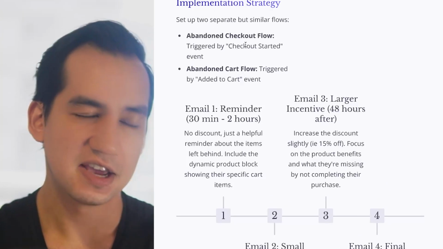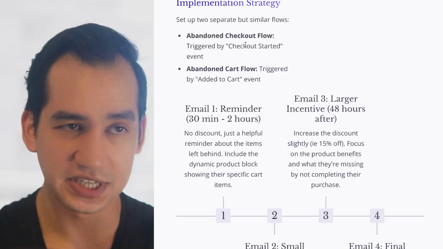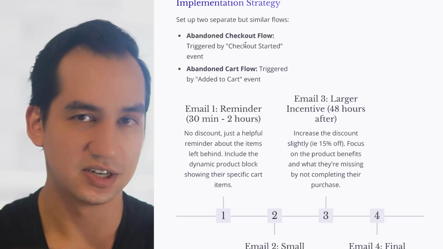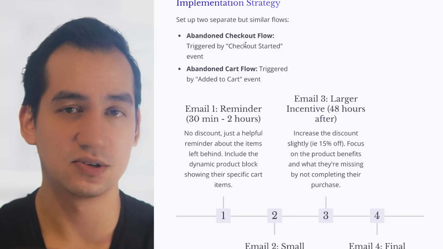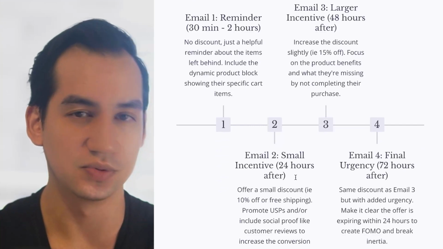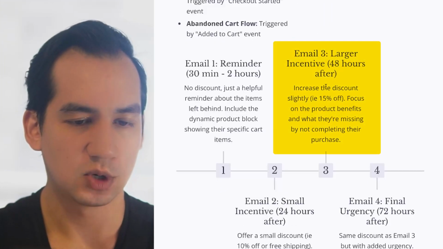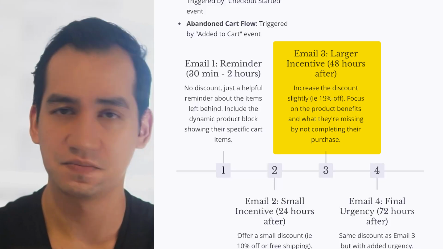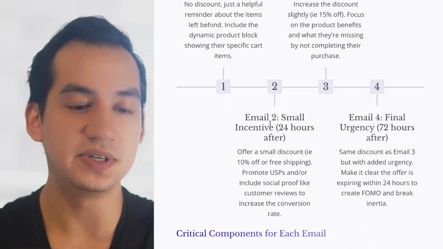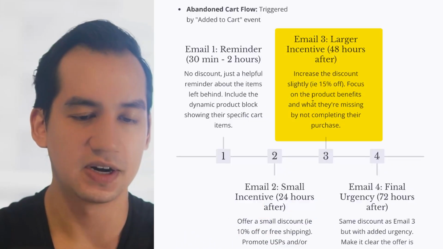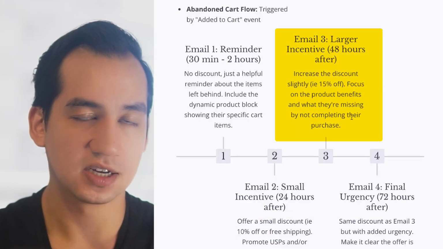So for instance, if they abandoned their cart on Tuesday, 2 days later. All right, so you send email 1 right away, 24 hours later, you send email 2, and then 48 hours later, you send email 3. So this is 24 hours after email 2, if that makes sense. On email 3, you're going to want to increase the discount slightly. So for example, it could be 15% off, could even be 12% off. Just make it a bit bigger than the incentive you gave on email 2. And focus on the product benefits and what they're missing out on by not completing their purchase.